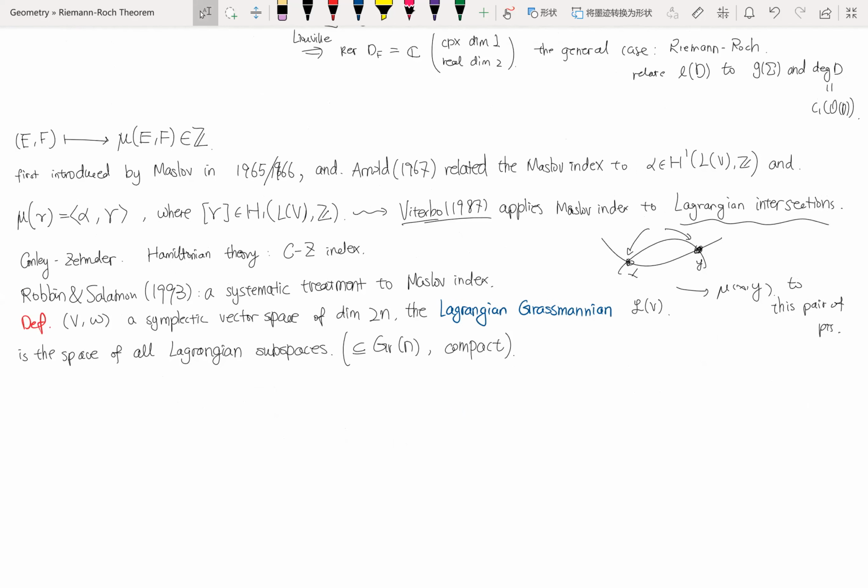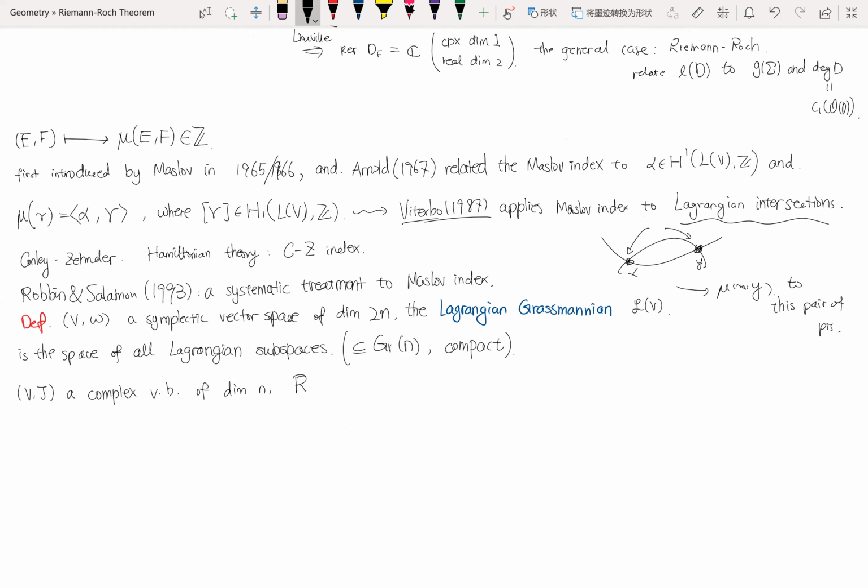On the other hand, if we assign V a complex structure, it is a complex vector space of complex dimension n, and we have the space of totally real subspaces, which we write as R.